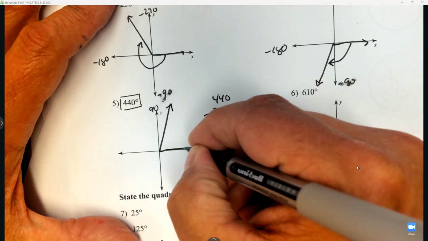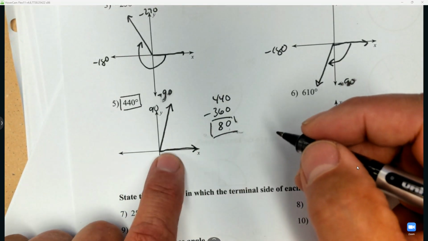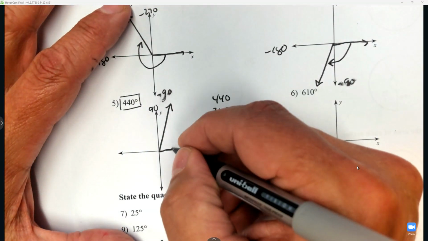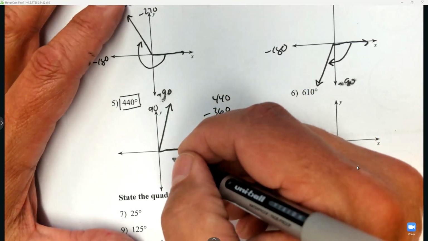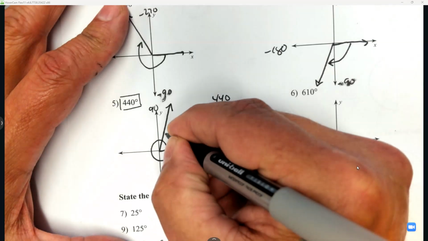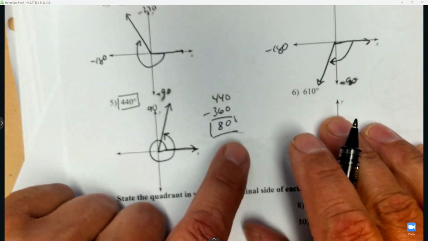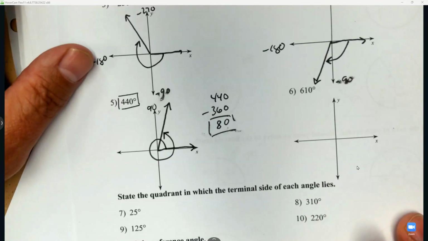So I'm going to draw it. I'm drawing the angle like I'm drawing 80, but I know that I'm going to start at the initial side. I'm going to rotate counterclockwise, and I have to show one full rotation, and then I end there. So by rotating and continuing 80 more degrees, I show 440.